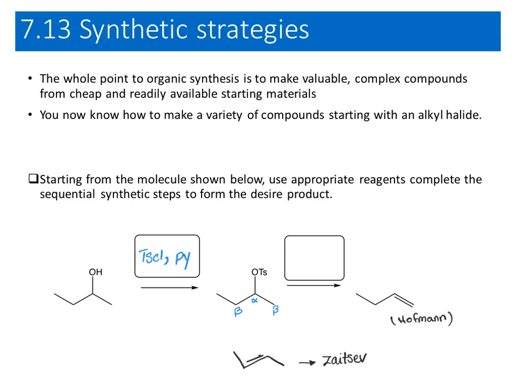Now, if you remember from the E2 mechanism, to do elimination and form the Hoffman product, we need to use a bulky base. So for this transformation, for example, you can use tertiary butoxide, such as sodium tertiary butoxide, as a reagent to complete this transformation.